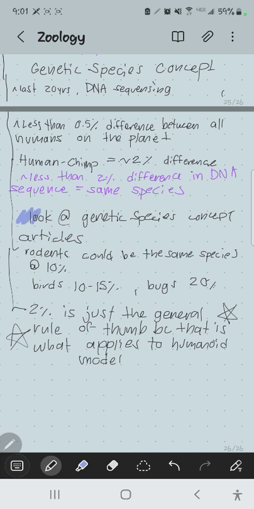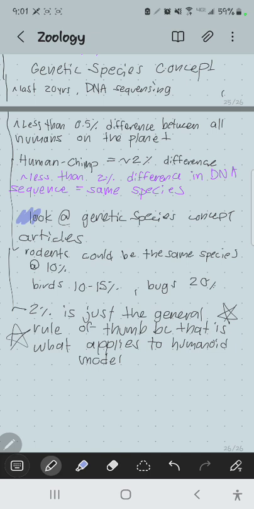And the main thing I'm looking for is that you reflect the idea that the genetic species concept uses the 2% as a threshold, but other mammals that are not primates could be as much as 5 to 10%. So the answer is not totally clear in terms of what a useful threshold for DNA difference is across all species. So that being said, let's take a look at our other things we have here.